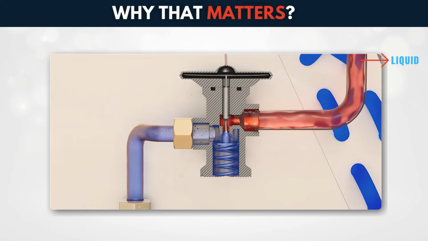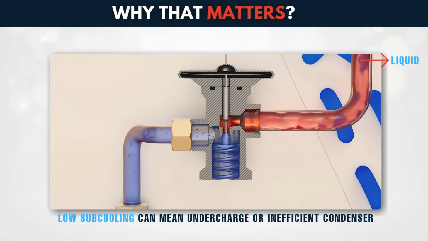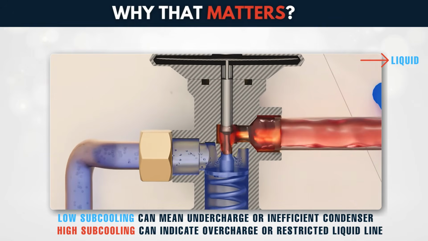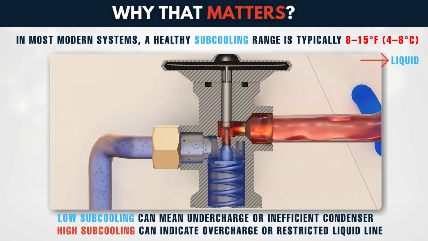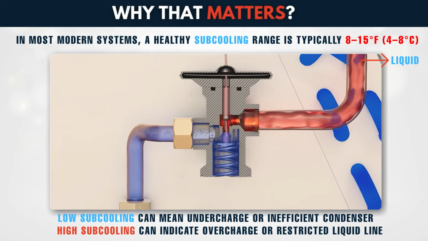It helps diagnose issues. Low subcooling can mean undercharge or an inefficient condenser. High subcooling can indicate overcharge or a restricted liquid line. In most modern systems, a healthy subcooling range is typically 8 to 15 degrees Fahrenheit, 4 to 8 degrees Celsius, depending on manufacturer guidelines.